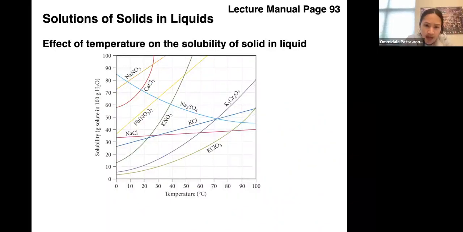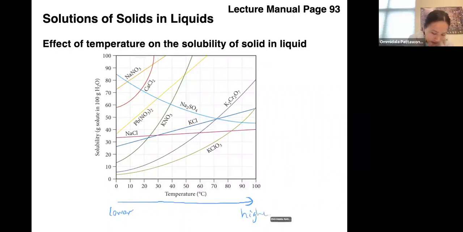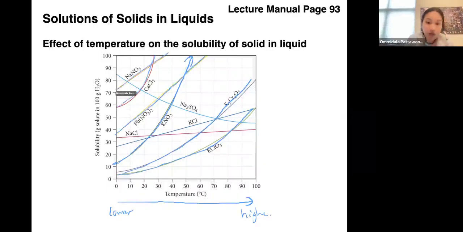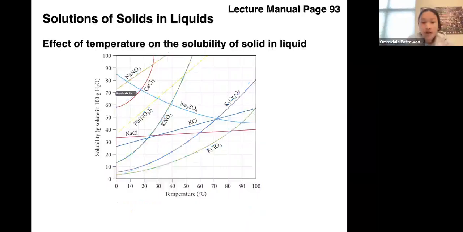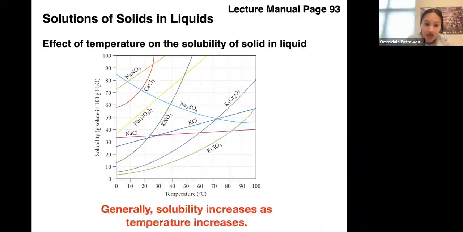So what can I take away from this graph? As temperature increases, going from lower temperature to higher temperature, you will see that for most of the solid ionic compounds, the solubility increases. There is more that can dissolve in 100 grams of water as temperature increases. So that is one observation we can make from this: generally, solubility increases as temperature increases.